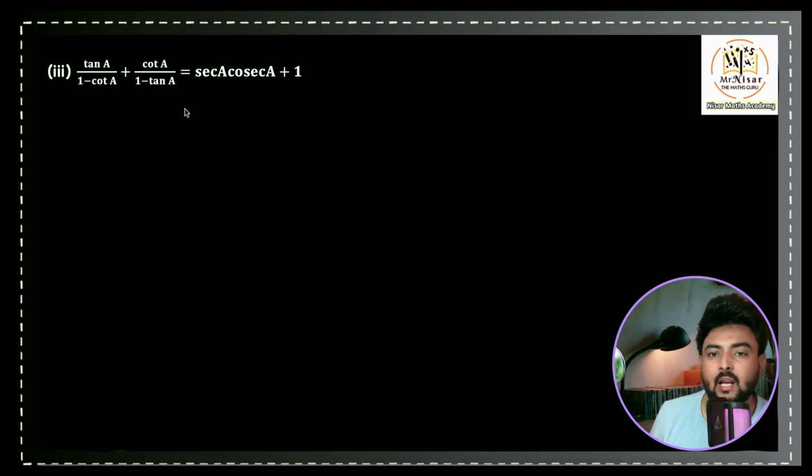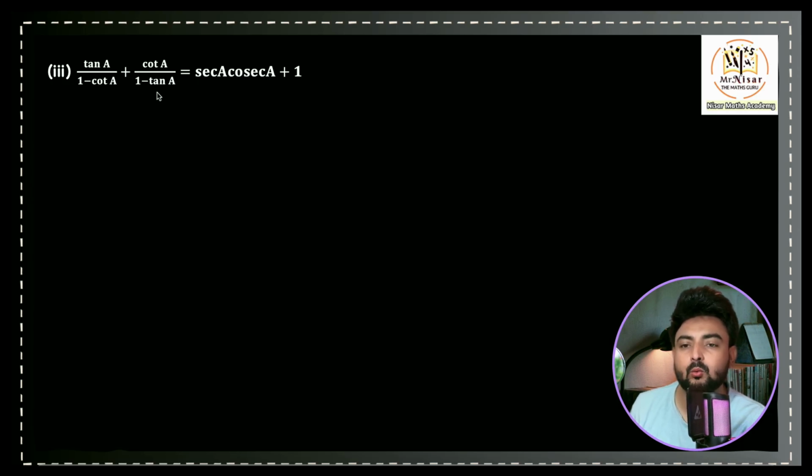The next question we have, children: (tan A)/(1 − cot A) + (cot A)/(1 − tan A). This we have to prove as sec A cosec A + 1. Now children, this question can be solved in 2 ways. One is a shorter way and one is a lengthy way. So one way I'll solve here right now, and the second method I'll give you in the notes. Both methods will be with you, and whichever is convenient for you, you can use that one.